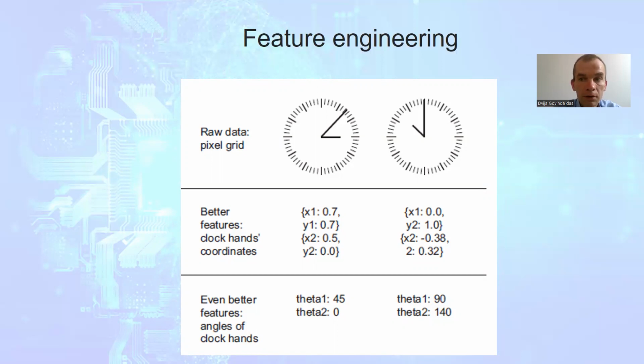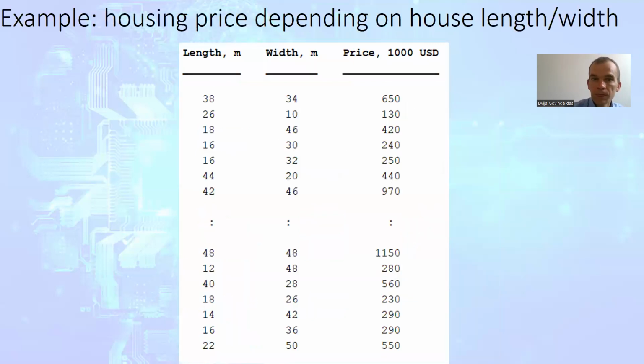But another even more efficient way to represent the information is to write the angles of each clock arrow. And this seems to be the most efficient and simple, very, very concise way to represent information about the current time in this situation. So this is just a rough example.